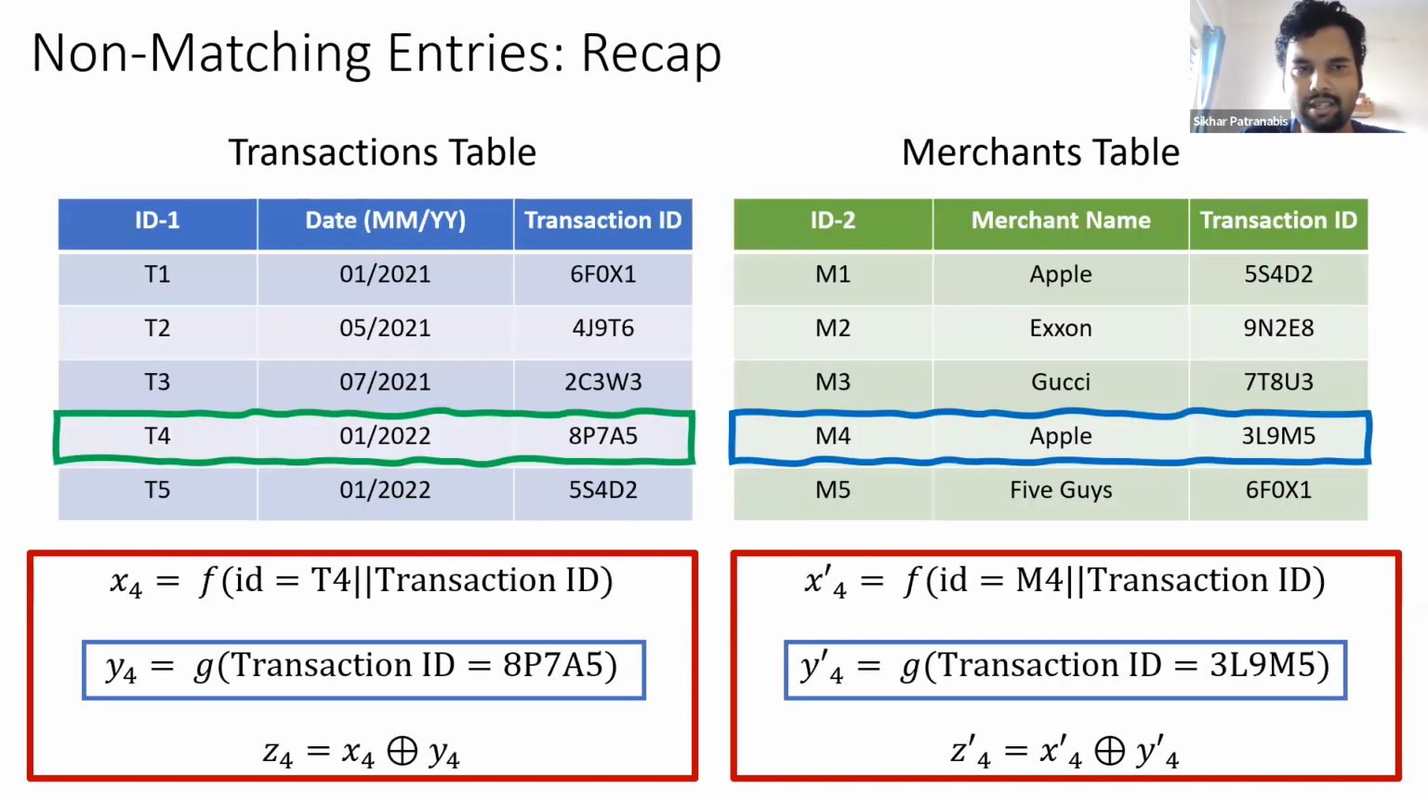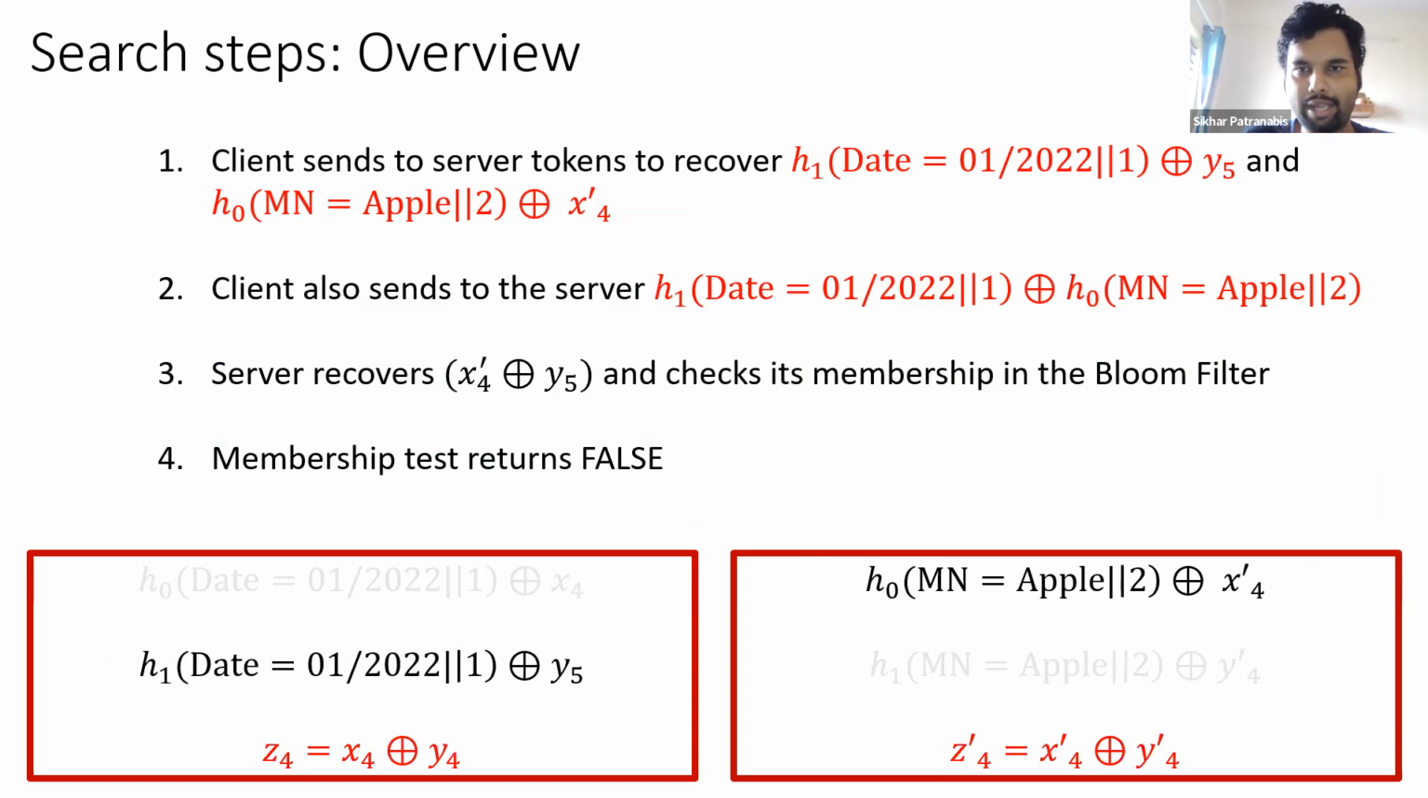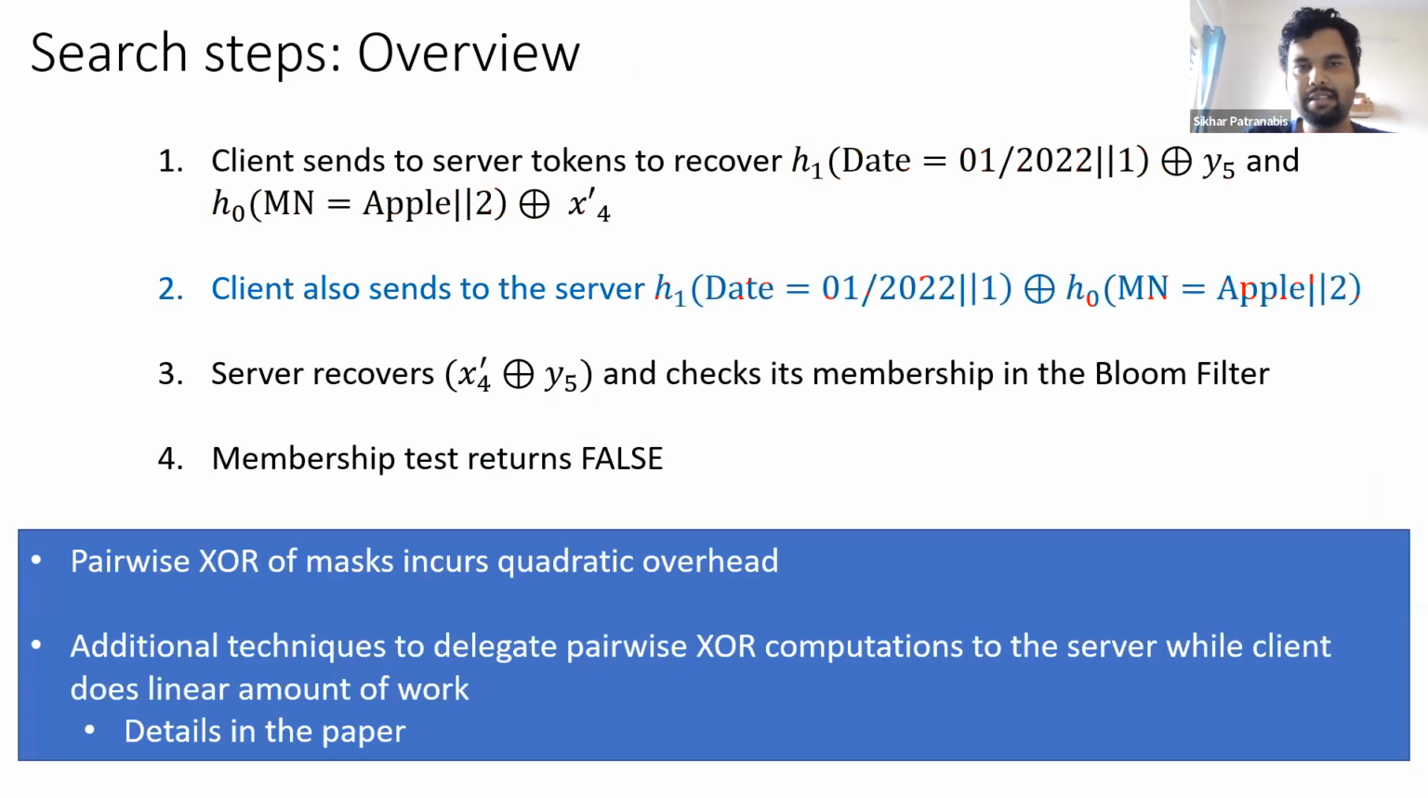On the other hand, consider a pair of records which match the individual queries, which is January 2022 and Apple, but they don't match in the transaction ID. Now, in this case, you actually have two distinct Y and Y prime values, which means that when you XOR them, you get a random value, which with very, very high probability does not occur in the Bloom filter, and the membership test returns false. Okay. So this was, of course, a very simplified overview.